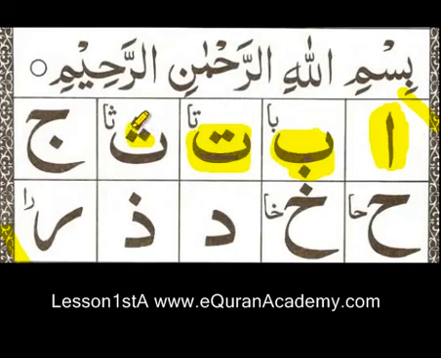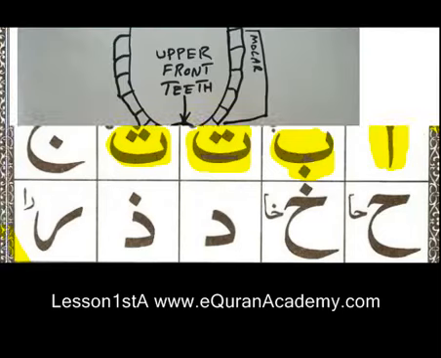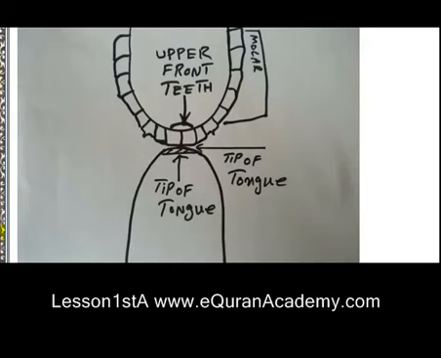This is Sa. Sa has three dots on the top. Sa. You should read this letter without whistle sound. Do not make whistle in this letter. For example, if you read Sa with a whistle, this is wrong. Read this letter without whistle sound. Let me show you origin of Sa. Origin mean is source of letter.